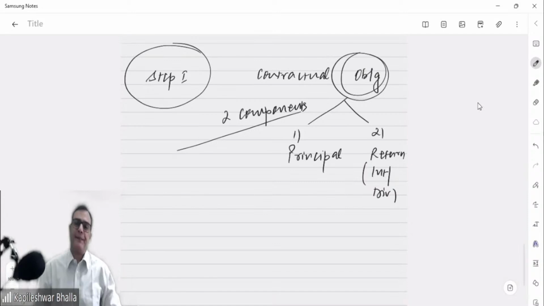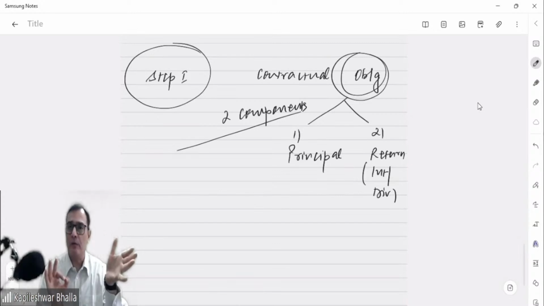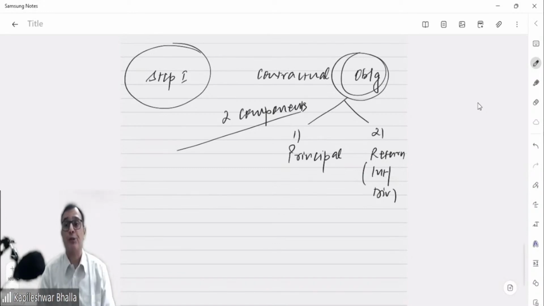Sir, can you come again? I'm putting it again. Hear me very carefully. What I am saying is that the obligation on a particular contract can be of two components. There is an obligation to pay the principal. There is an obligation to pay the return on the instrument. So there are two components of your obligation. A company may have a different mode of payment for the principal, let's say equity shares, and a different mode of payment to pay the return, let's say cash.